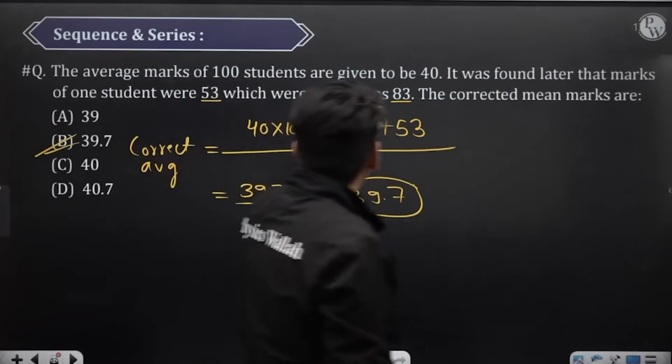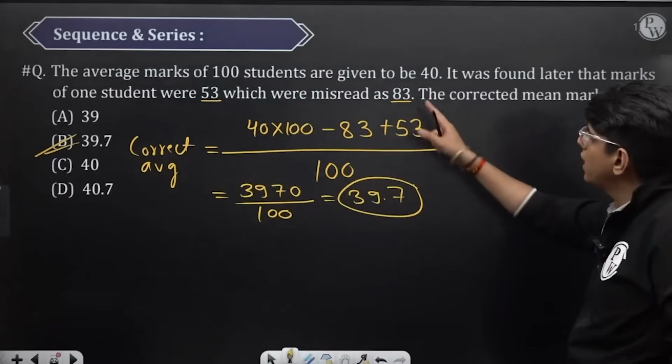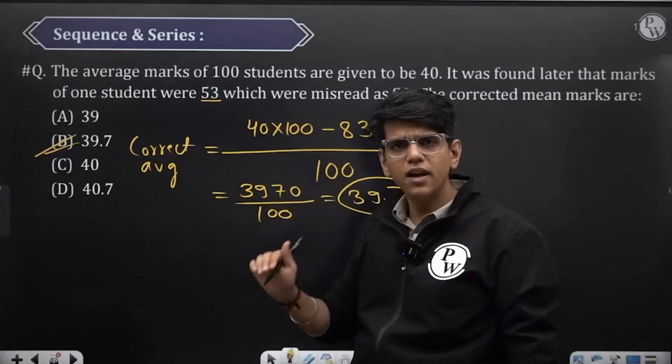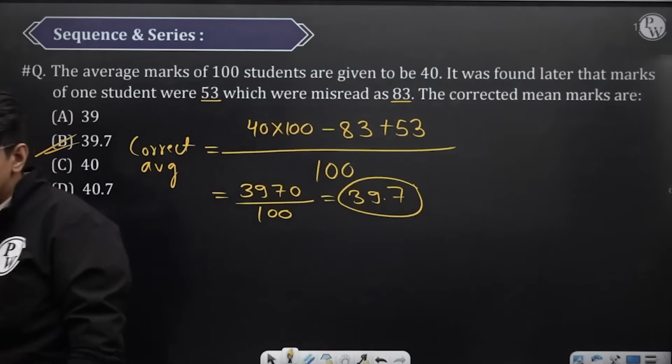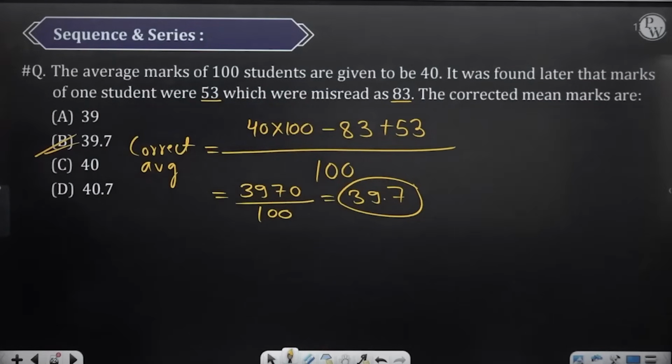Okay, because the entry which was counted was higher than the correct entry, so the average will reduce. So it has to be less than 40, the only possibility is 39.7. So you will get the answer as 39.7.